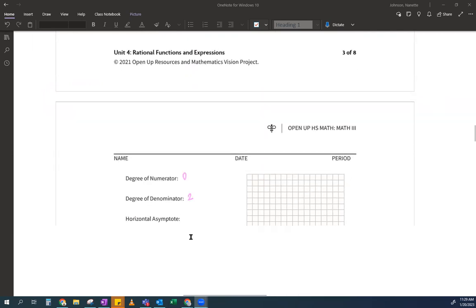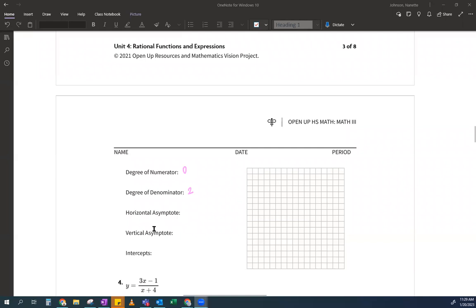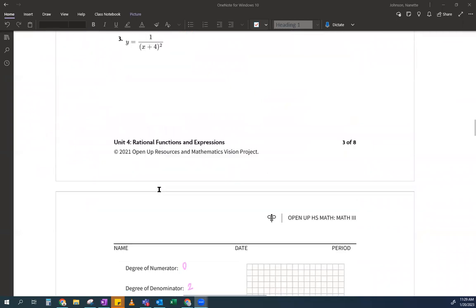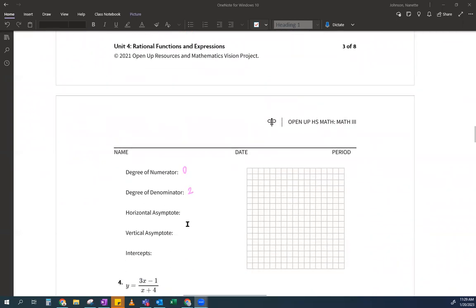So the horizontal asymptote, I'm going to skip for now. The vertical asymptote for here, you guys told me up here, look at the denominator and set it equal to 0. Okay, so (x + 4) squared equals 0. How do you solve this thing? What's the first step? Yeah, square root it, right? So when I square root it, what does Miss Johnson always say? Don't forget the plus or minus.